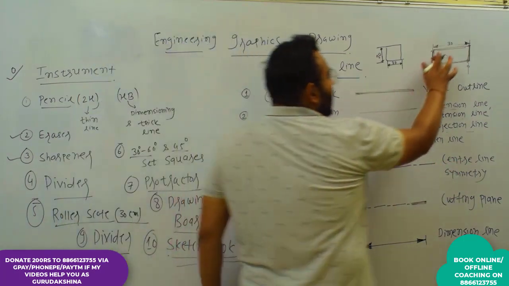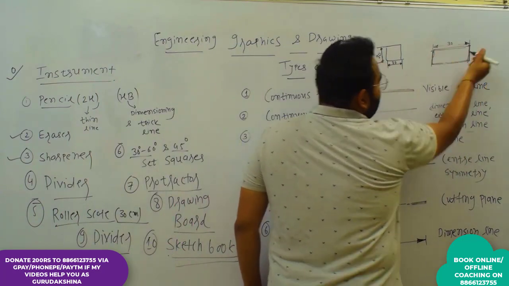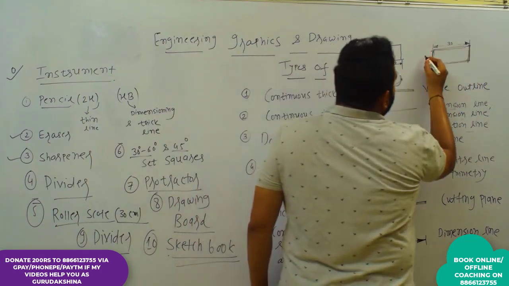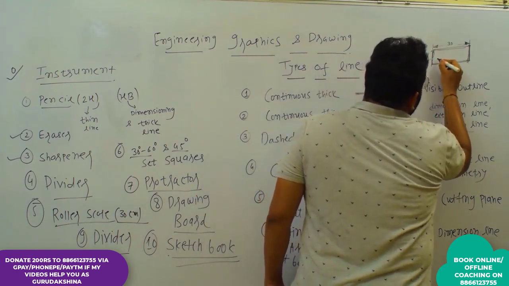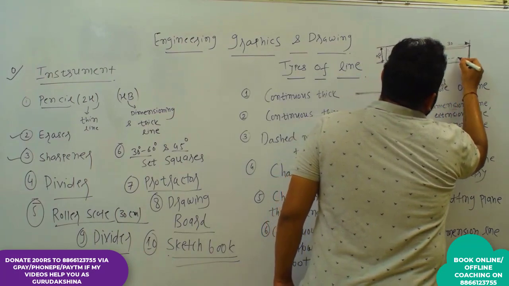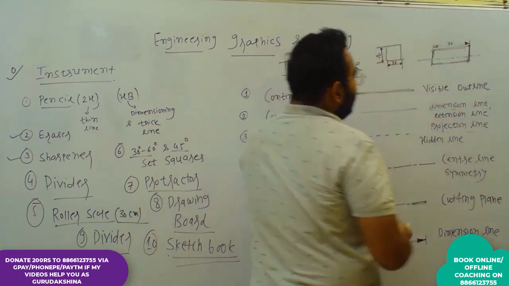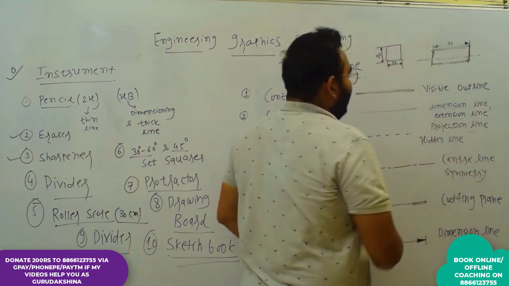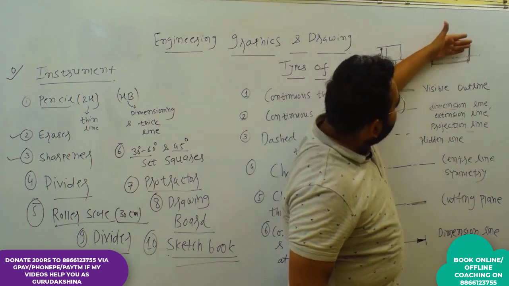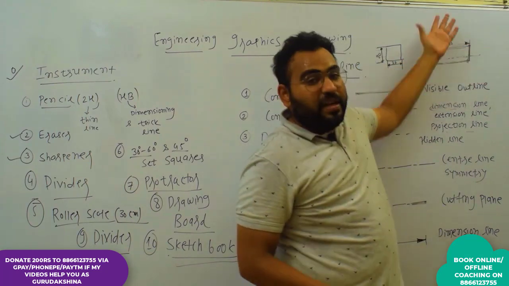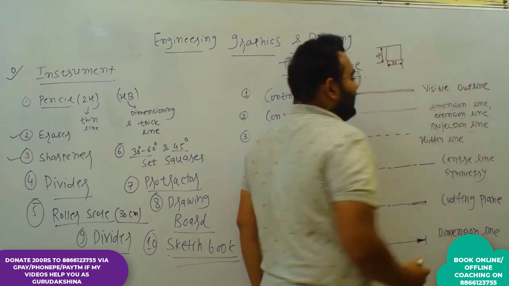Let's say we are having this rectangle with us, and let's say this rectangle is symmetric. To show the symmetricity of this rectangle, we will use this line: big line, short line, big line, short line, big line, short line, big line. So it will show the symmetricity. Whatever the shape is on this side, the same shape will be on this side. So it is used for showing the symmetricity. Also it is used for showing the center line.